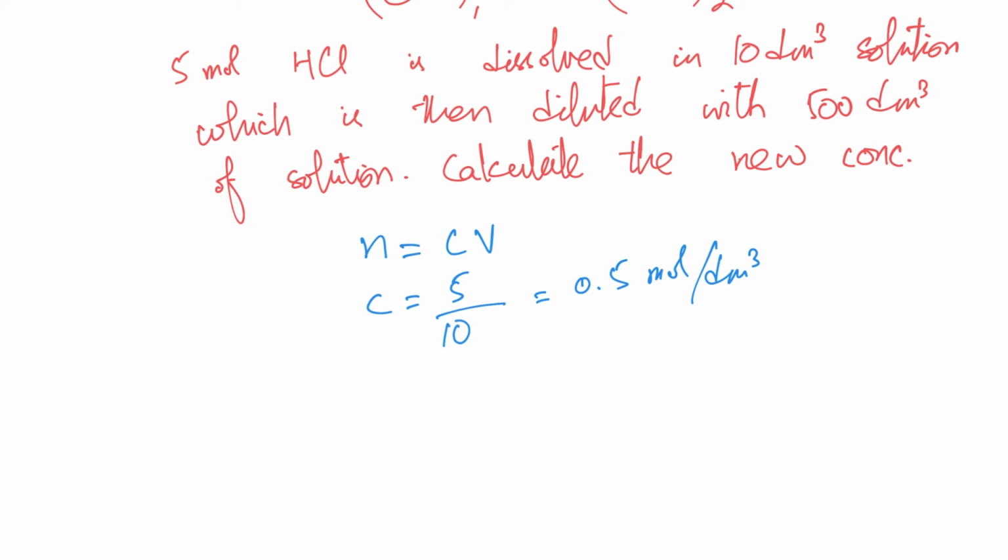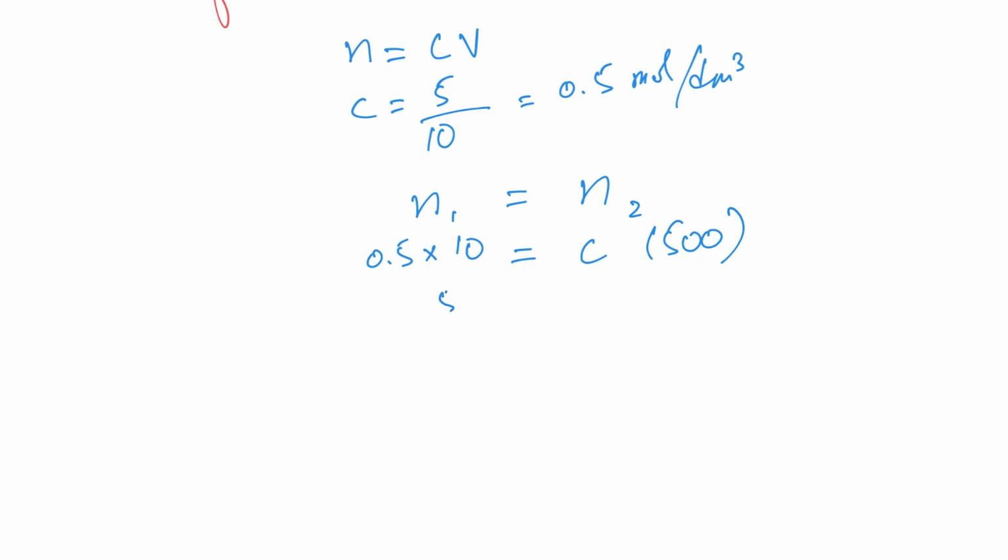So we know in dilution, the number of moles before is the same as the number of moles after. So the number of moles before and after is going to be just 5, but the concentration and the volume will be different. Before the dilution, you have 5 moles, or if you want to go through the longer route, you can say I have concentration 0.5 and volume 10, which is again going to be 5. And this is equal to the new concentration, which I do not know, and the new volume, which is 500. So 5 is equal to 500 times the new concentration, which is going to be 5 over 500, which is 0.01 mole per dm cube.